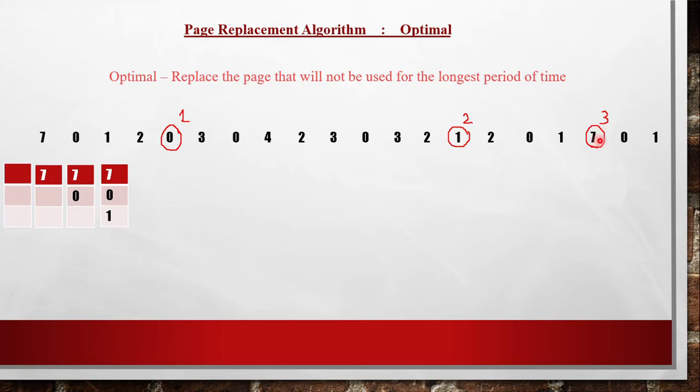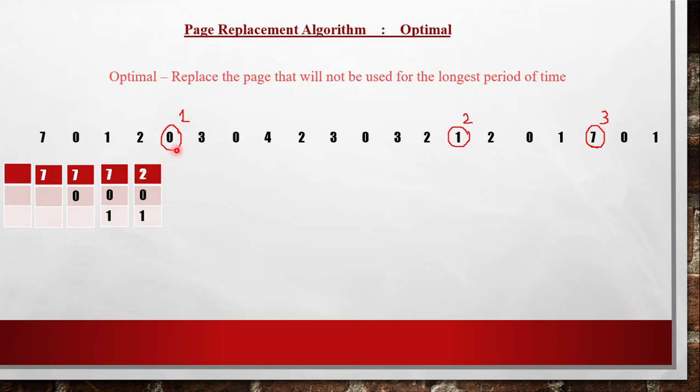That is 7. So in this optimal page replacement algorithm, we will consider the present frame scenario, which are the pages. We will keep on searching those pages. Which one will be used after the longest period of time? That will be replaced. So 7 will be replaced. 2 will take the place of 7.